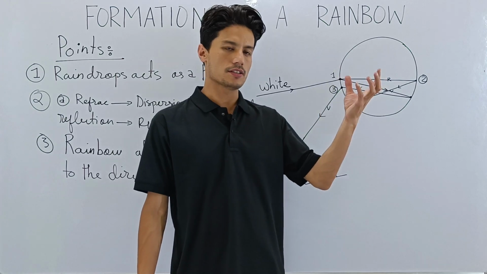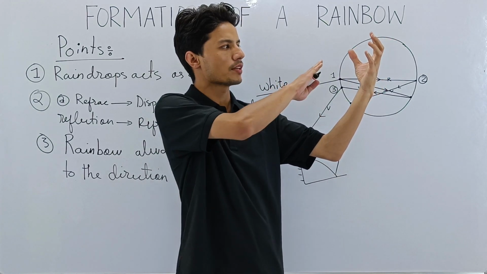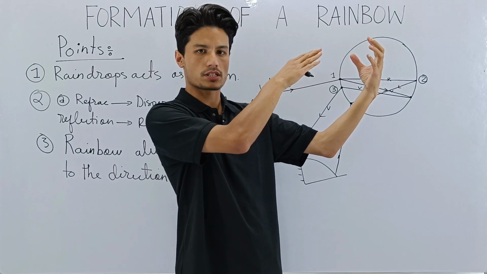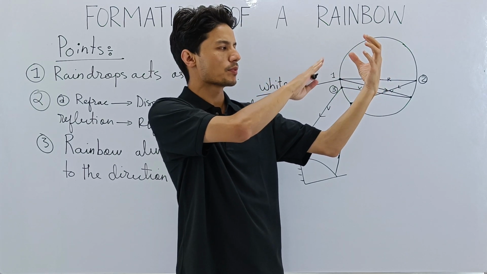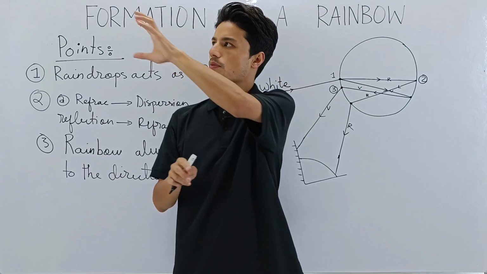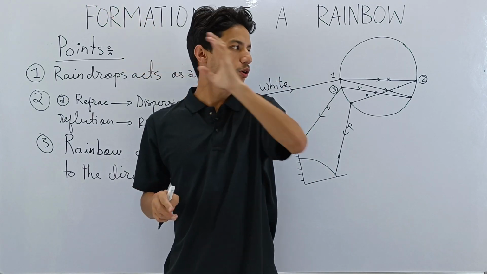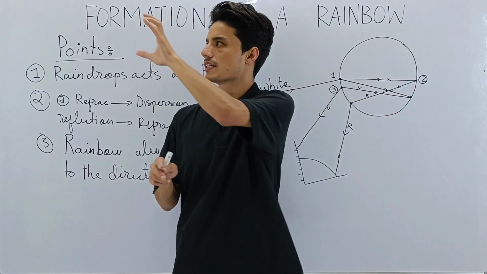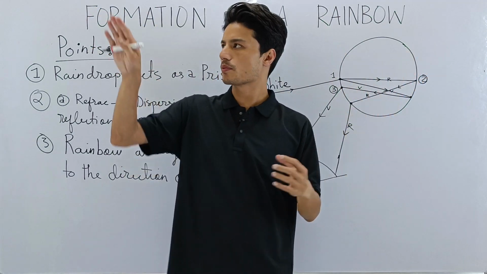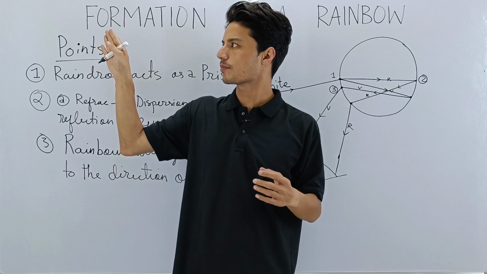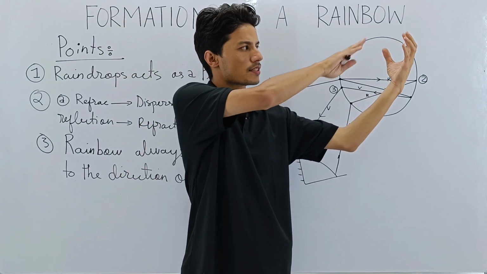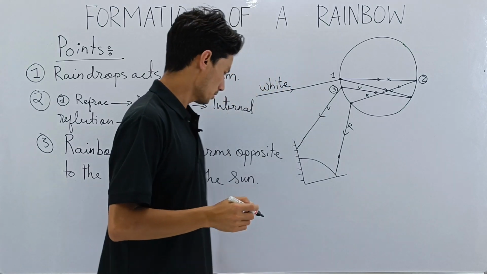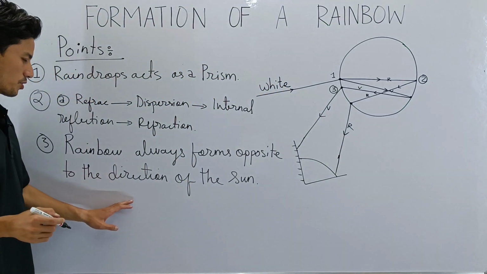So if the sun is here, then the rainbow will never be formed in this direction. The sun is here, so I'm facing towards the sun, so the rainbow will never be formed here. If the sun is here, the rainbow will be formed here. So it will be opposite to the direction of the sun. It may be formed here, it may be formed here, but never in this. So the rainbow is always formed opposite to the direction of the sun. So this is point number 3.